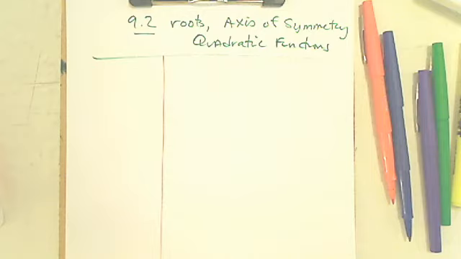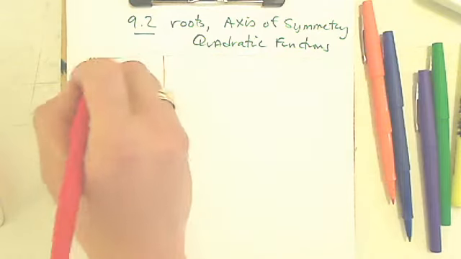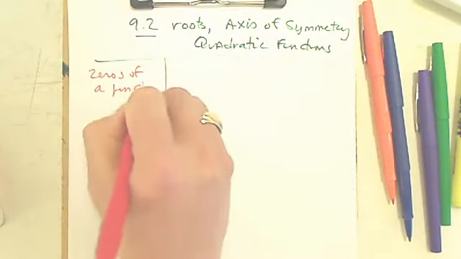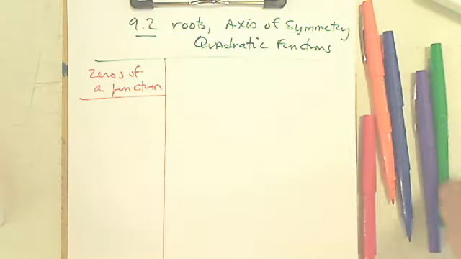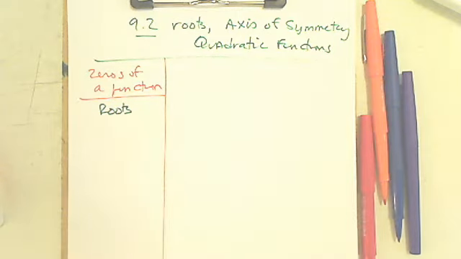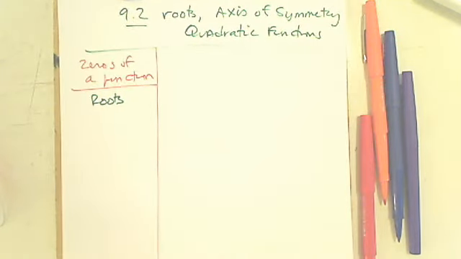Okay, one more time, part 2. 9.2 is roots and axis symmetry. We're finding where the parabola is growing from the x-axis, where it grows. This is also called zeros of a function, or referred to as roots. Not the movie, but the parabola. Okay? Now, the parabola, these are the roots.